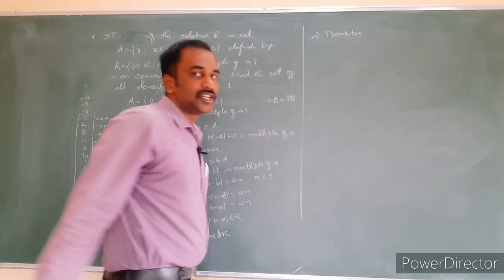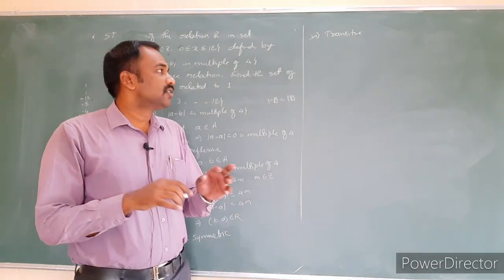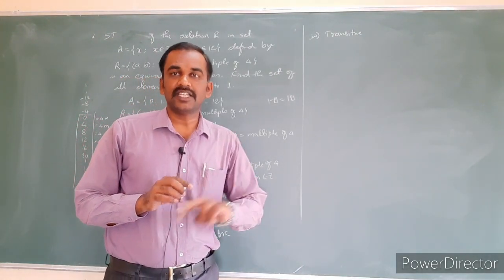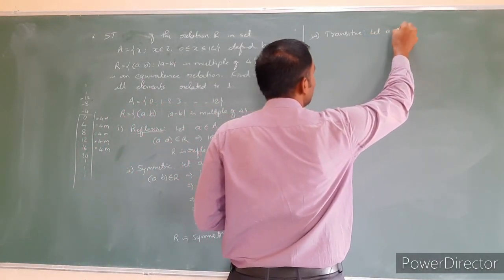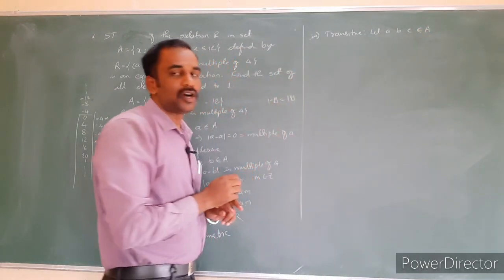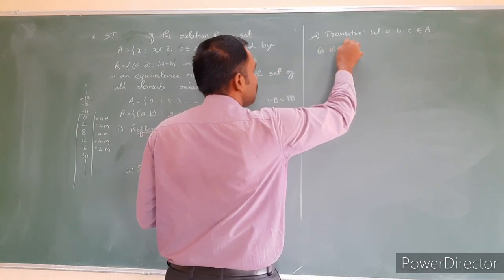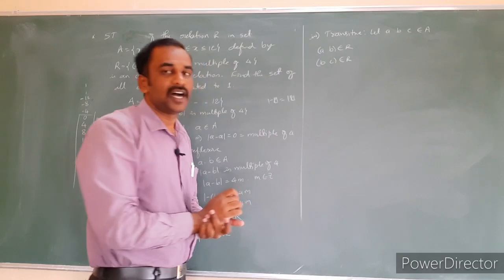What is the transitive condition? Transitive means choose three elements belonging to the given set and take the two ordered pairs which are already present in the relation R. For this I consider three elements a, b, c belonging to the given set A. (a, b) is present in the relation R and (b, c) is present in the relation R.